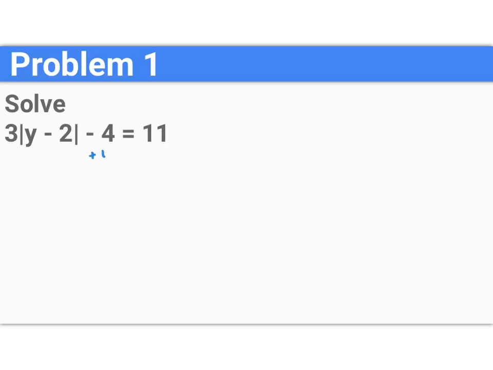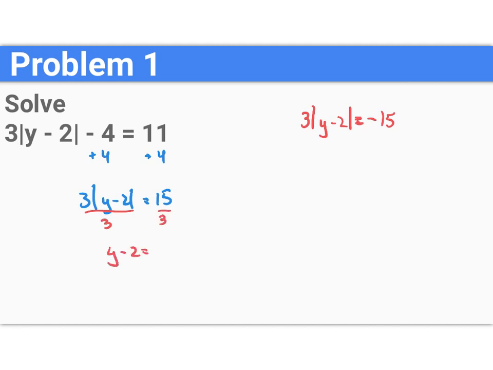Okay, so again, we add 4 to both sides. We get the absolute value by itself equal to something. Now this is the positive case, but this also becomes the negative case. Okay, so now that we have our positive case, we divide both sides by 3. Then y minus 2 equals 5. Add 2, y equals 7.